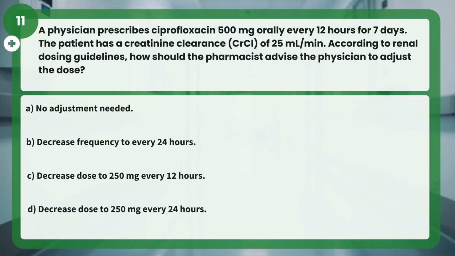Question 11. A physician prescribes ciprofloxacin 500 mg orally every 12 hours for 7 days. The patient has a creatinine clearance, CrCl, of 25 milliliters per minute. According to renal dosing guidelines, how should the pharmacist advise the physician to adjust the dose? A. No adjustment needed. B. Decrease frequency to every 24 hours. C. Decrease dose to 250 milligrams every 12 hours. D. Decrease dose to 250 milligrams every 24 hours.